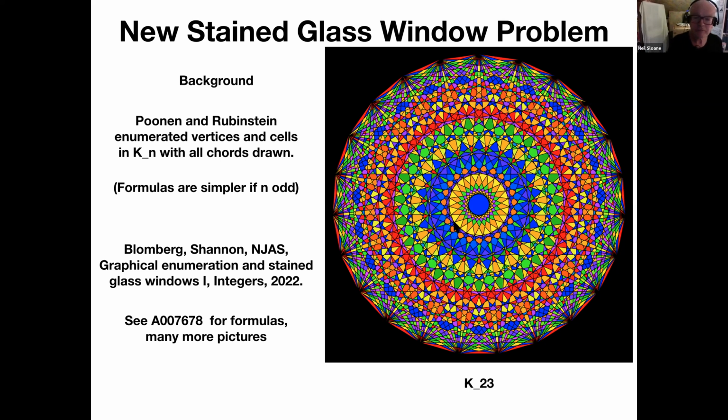And our motto in this work is, if you can't solve it, make art. So this was solved already, but we still made art out of this. We colored it very nicely. And I should say that their formulas are much simpler if n is odd, because when n is odd, you only ever get simple intersections here. When n is even, you can have places where more than two lines meet, and that makes the counting far more difficult. If you want to see more pictures like this, go to sequence A007678.